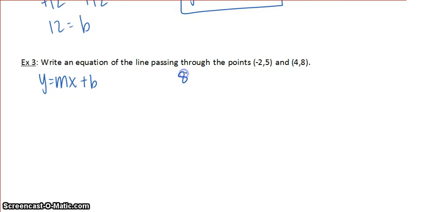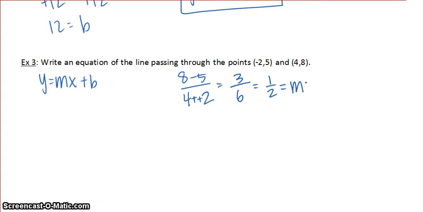So that's what I'm going to do. I'm going to find my slope. So 8 minus 5 divided by 4 minus a negative 2. So that's going to be adding. So that is going to be 3 over 6, which we know is 1/2. So 1/2 is my m. So I found my slope.